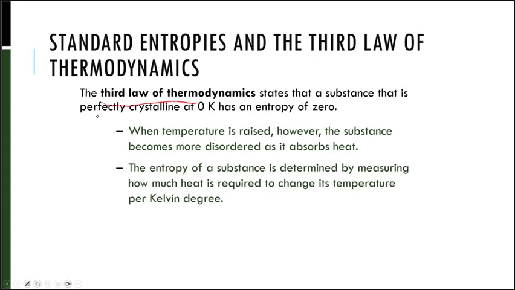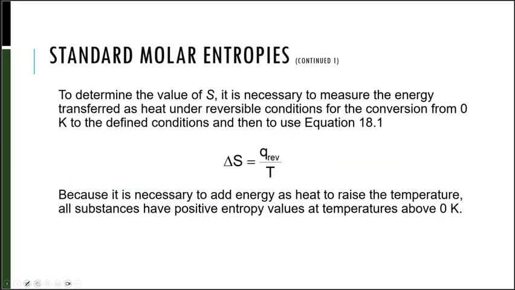So remember when we said that a perfect crystalline substance at 0 Kelvin has an entropy of 0? That is actually the third law of thermodynamics. When temperature is raised, however, the substance becomes more disordered as it absorbs heat. The entropy of a substance is determined by measuring how much heat is required to change its temperature per Kelvin degree.